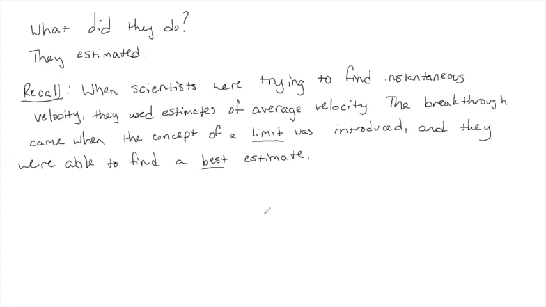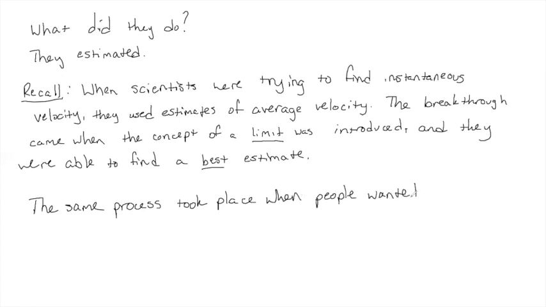Now, why do I say this? Why am I bringing up things like derivatives, right? Because this is just a derivative. Once we take a limit of average velocity, we get instantaneous velocity, which is exactly the derivative of the position function. So why do I say this? Well, the same process took place when people wanted to find exact area.